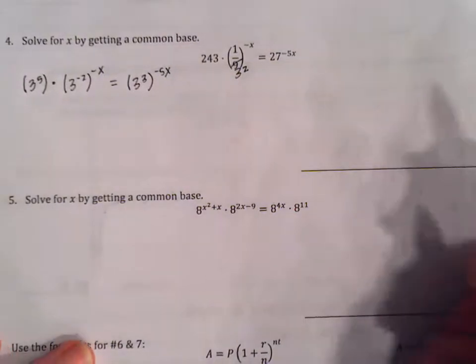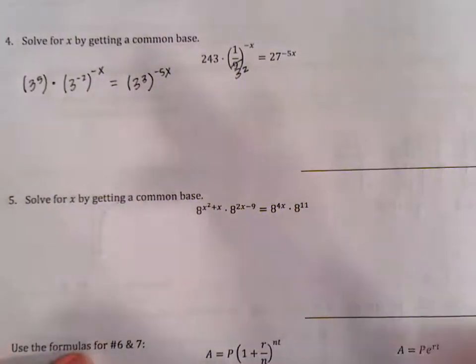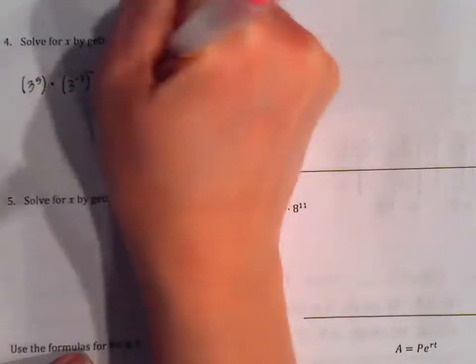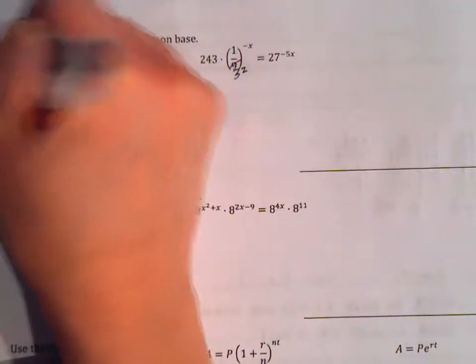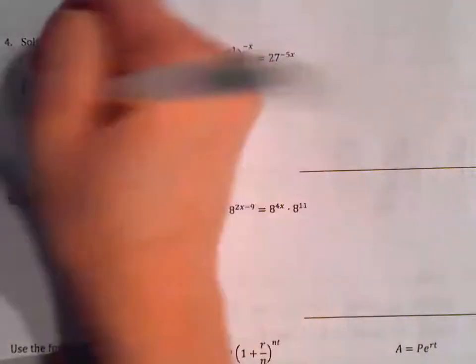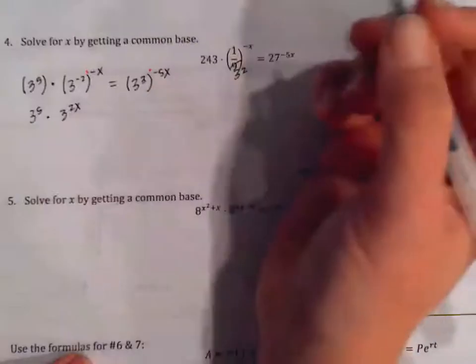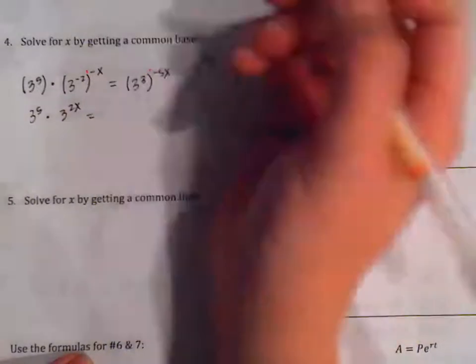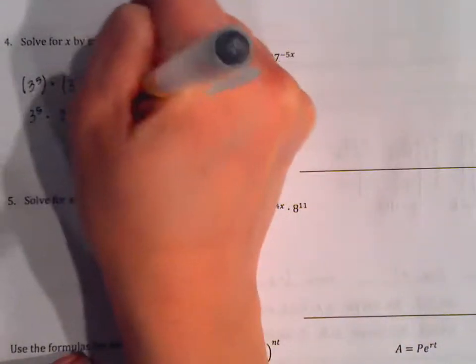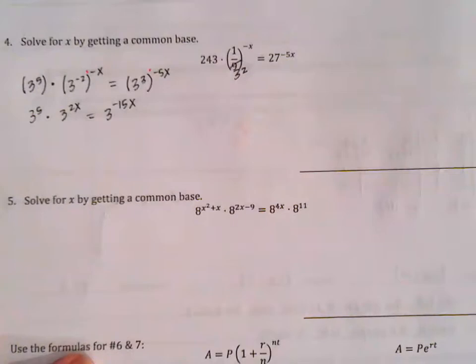And so first thing I'm going to do is apply my power property here. So power to a power, I'm going to multiply these together. And so I have 3 to the 5th times negative 2 times negative x is positive 2x. And then 3 times negative 5x is 3 to the negative 15x.